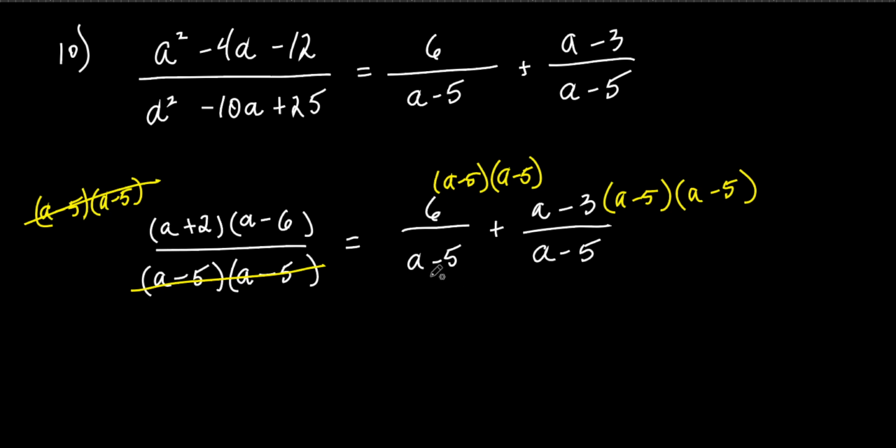What happens here? What cancels out here? Just one of them does, right? So you got an a minus 5 here. It only cancels out with one of them. I still have one left, so I'm going to have to multiply those together in a second. Same exact thing here. This a minus 5 cancels with this a minus 5.